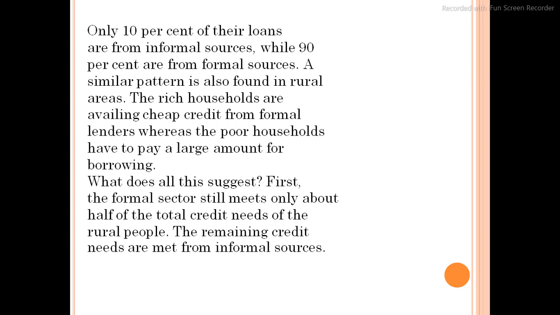First, the formal sector still meets only about half of the total credit needs of the rural people. The remaining credit needs are met from informal sources. So with this, it's clear the people are taking the loans from the formal and informal sources.